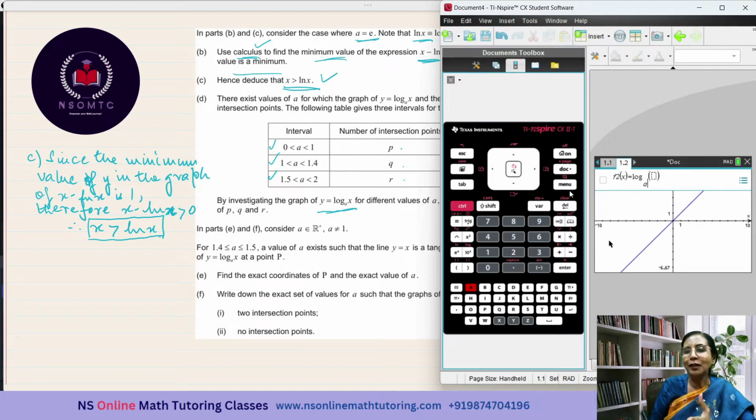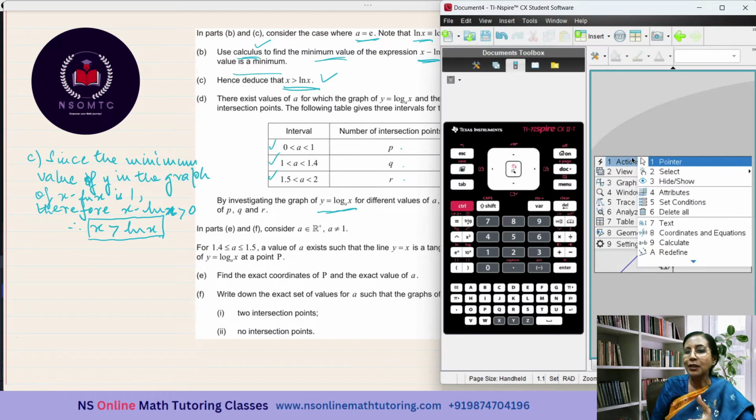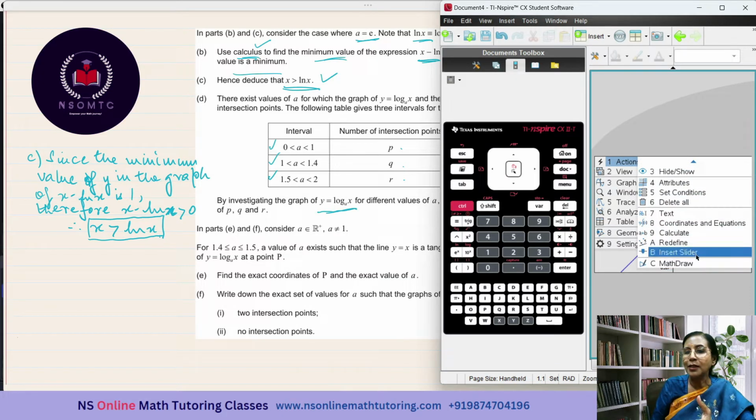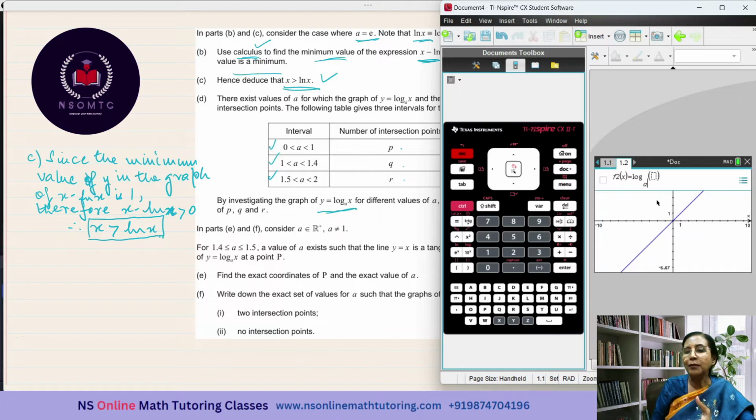Okay, you can first of all create a slider by going to the menu and then actions, and let me just show you. If you come to this actions, you go down and you can create this insert slider. I'm not doing that. I'm writing the A over here. First time it did not allow me, but next time it has allowed me, and it is taking this expression, but it is saying, do you want to create a slider for A?